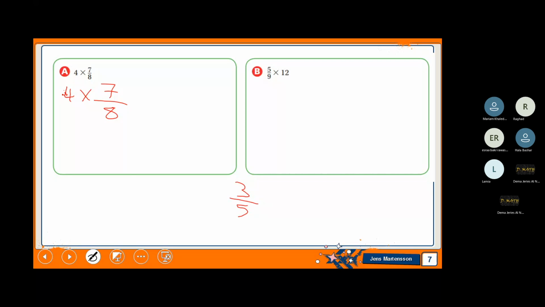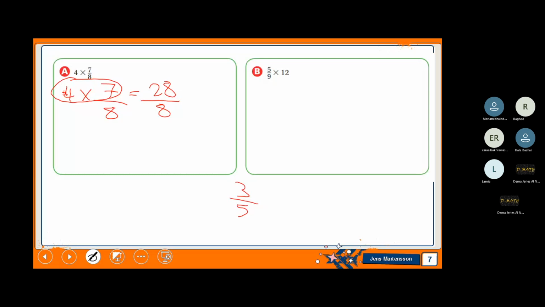So 4 times 7 is 28 over 8. So what do we have to do here? We just multiply 4 times 7 and keep the same denominator. So only multiply 4 with 7, which is 28 over 8.